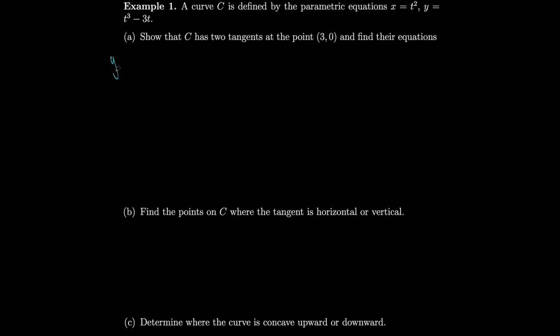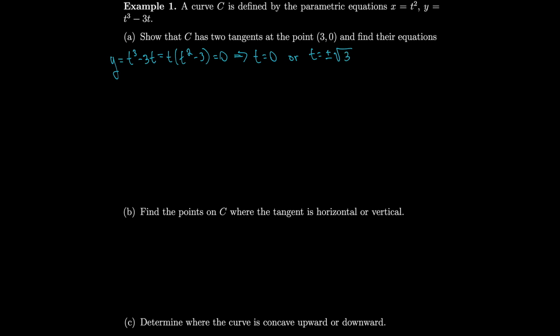So that means that we want to know when y, which is equal to t cubed minus 3t, which we can factor out the t to get t times (t squared minus 3) is equal to 0. And that happens when this t is 0, or when this factor is 0. So that means we have t equals 0, or t equals plus or minus root 3.